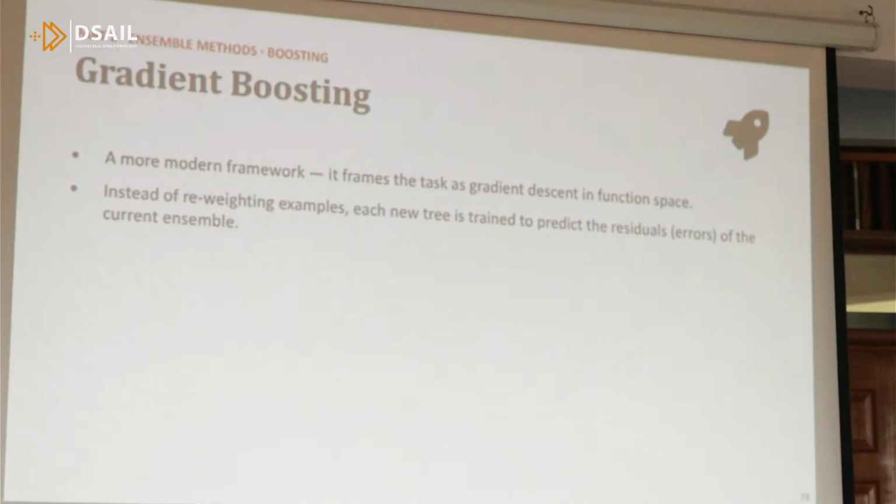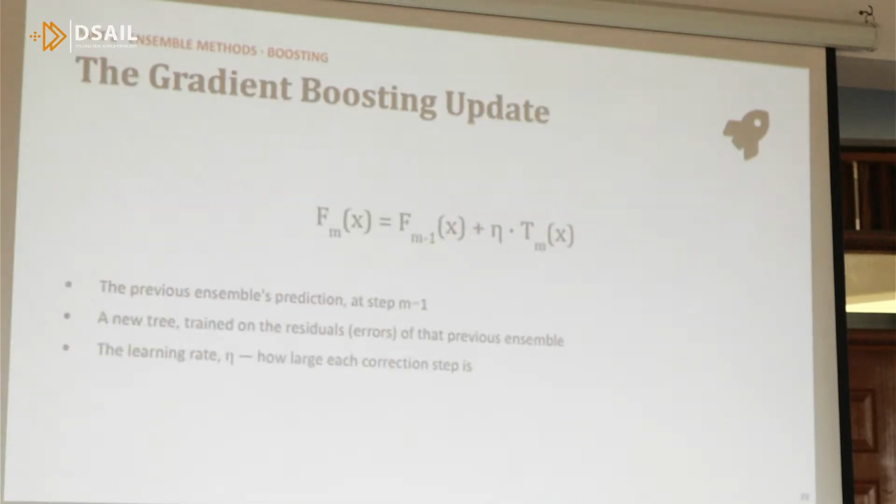But there's a more modern idea called gradient boosting. It frames the task as gradient descent in function space. Instead of reweighting examples, each new tree is trained to predict the residual errors of the current ensemble. In AdaBoost, tree 1 has made the decision, and based on the failure modes we reweight the samples, and then tree 2 learns from that. But gradient boosting doesn't do reweighting. Instead, it predicts the residuals, which are the errors of the current ensemble.